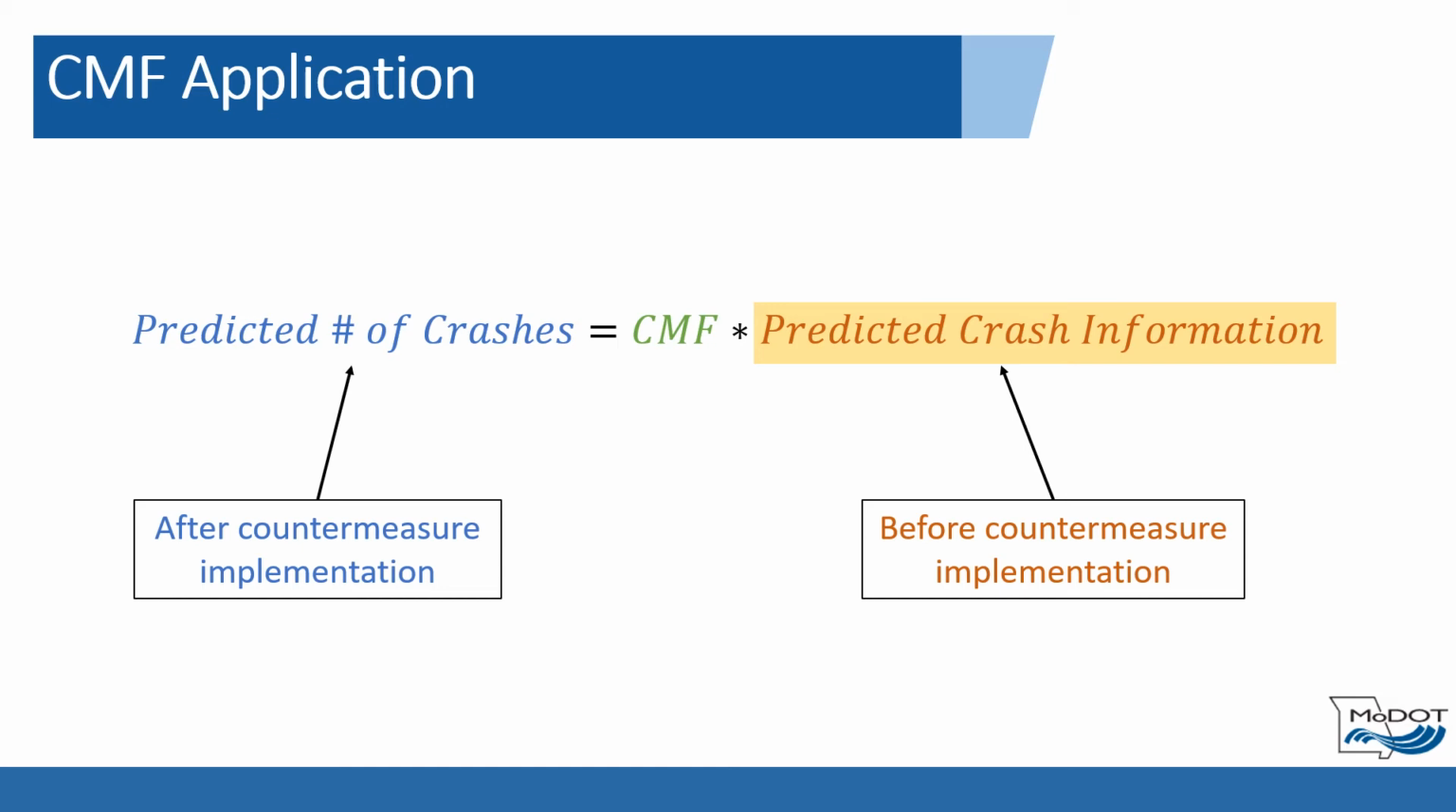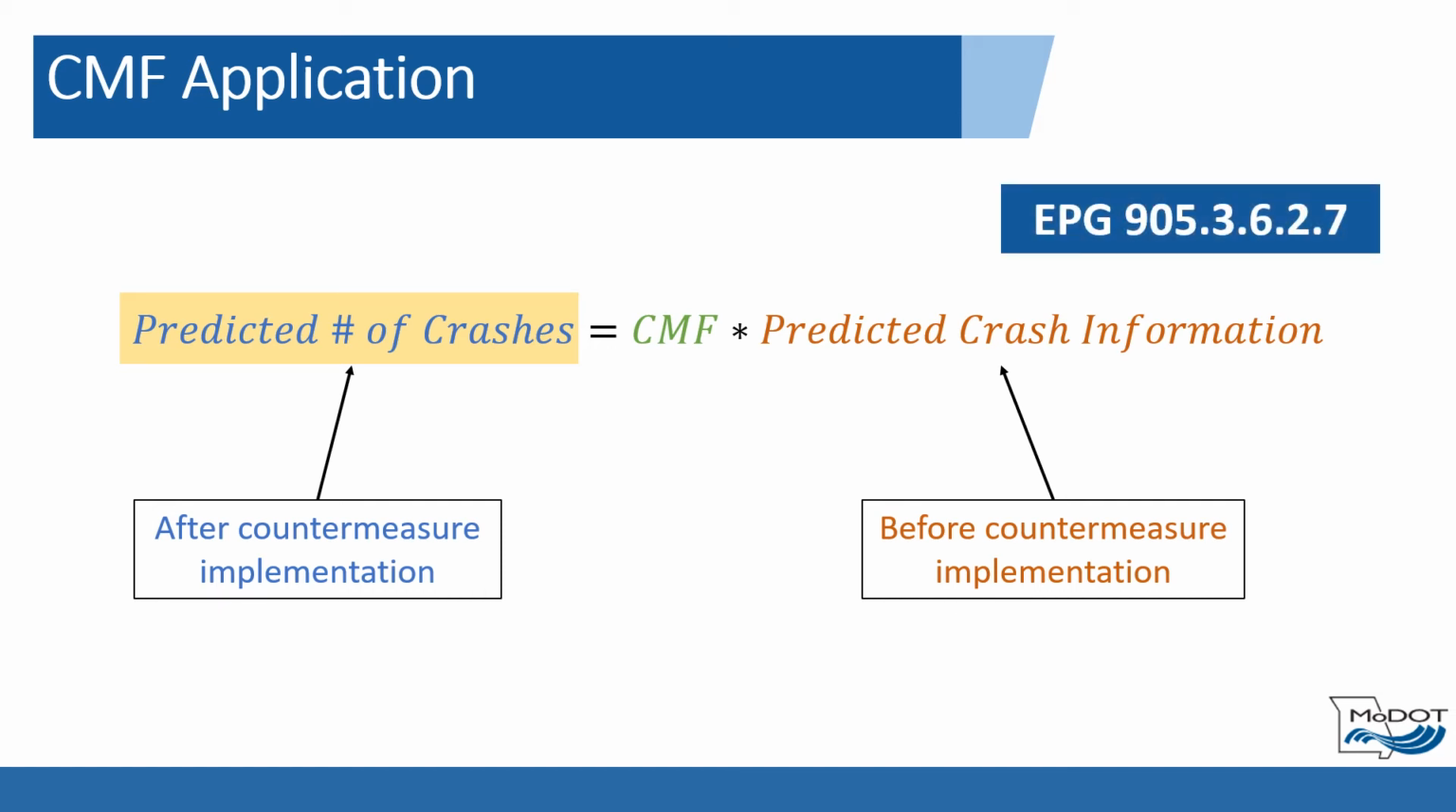Many CMFs will apply to all crashes, but some CMFs specifically apply to a particular crash type, for example, rear ends, or crash severity, such as fatal and serious injury crashes. For predictive analysis, which is the recommended approach, the CMFs are multiplied by the predicted crash information to estimate the predicted number of crashes as a result of the improvement.